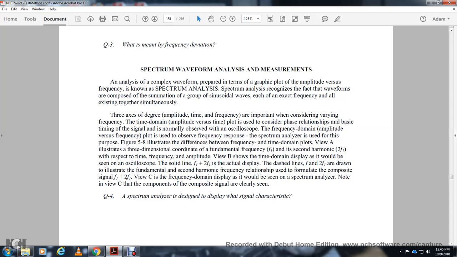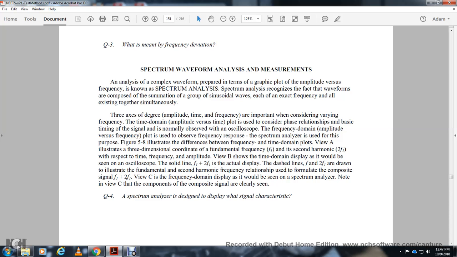Amplitude, time, and frequency are important considerations. In the time domain, the amplitude varies with time, a plot that considers the phase relationship between the signals, normally observed with an oscilloscope. The frequency domain is an amplitude versus frequency plot, which shows the frequency response observed with the spectrum analyzer. Figure 5-8 illustrates the difference between the frequency and time domain plots.